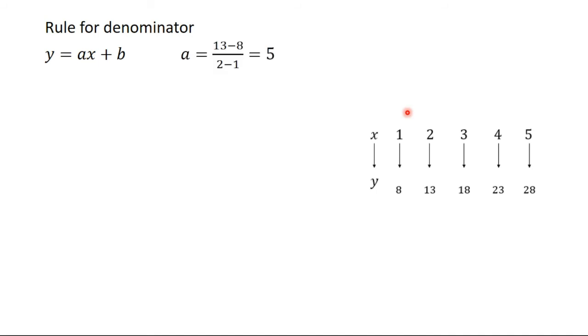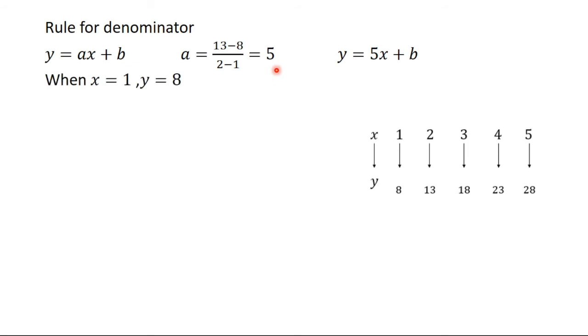A will be given by, in this case, 13 minus 8 divided by 2 minus 1. Then this is going to give us 5, since 13 minus 8 is 5 and 2 minus 1 is 1. So 5 divided by 1 is 5. So we replace a with 5, and this will give us y is equal to 5x plus b.